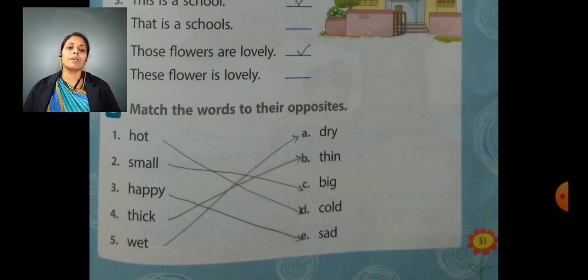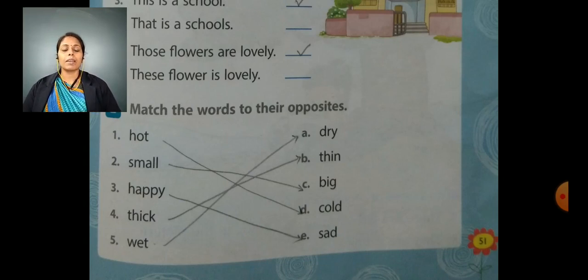Next, match the words to their opposites. Okay, match the words to their opposites. So these are the opposite words, and with these we can match the words. Okay, so opposite words means what? Opposite words means विलोम शब्द, ठीक उसका उल्टा. ठीक है, जैसे hot, तो hot means गर्म, तो गर्म का जस्ट अपोजिट क्या होगा? कोल्ड. ओके, तो hot का cold. Hot means गर्म and cold means ठंडा.